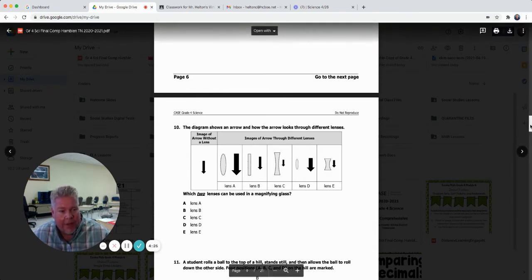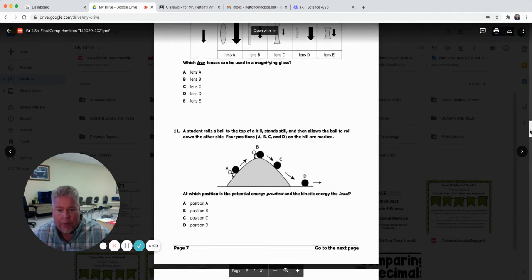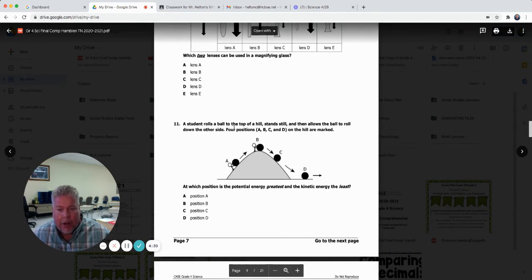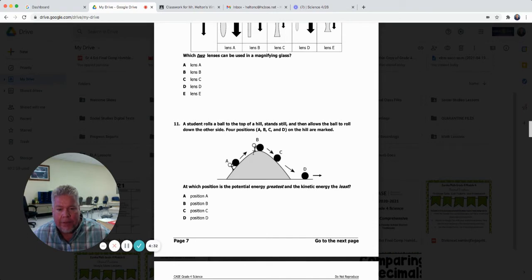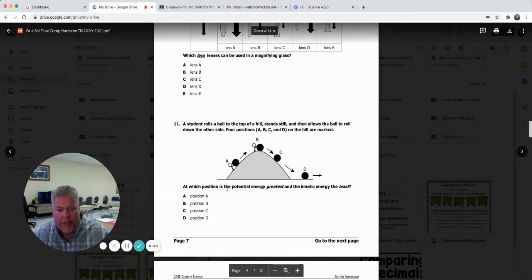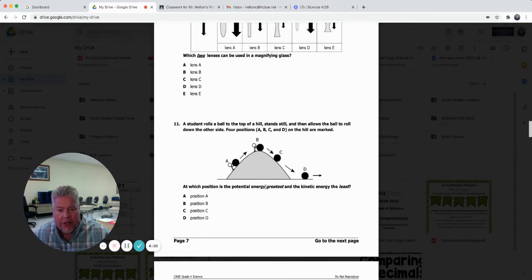Okay. Number 11, 2 more. A student rolls a ball to the top of a hill. Oh, this is like our roller coaster activity we did last week, a roller coaster lesson. He rolls the ball to the top of the hill, stands still, and then allows the ball to roll down the other side. 4 positions A, B, C, and D are marked. At which position is the potential energy greatest and the kinetic energy the least?